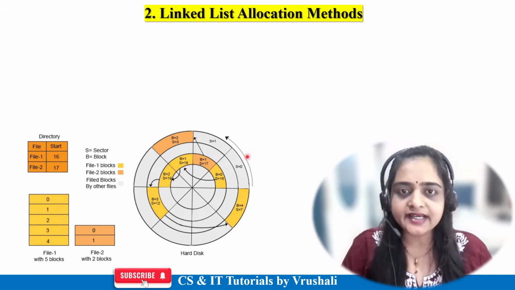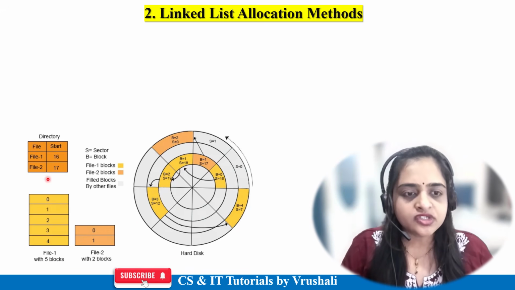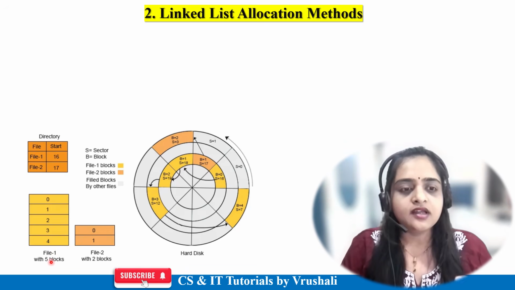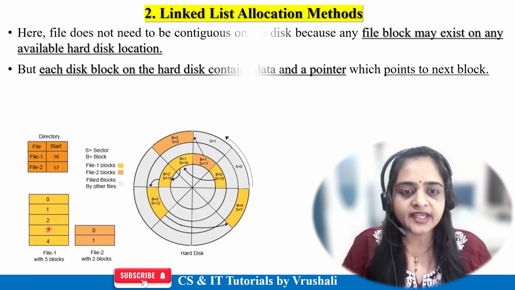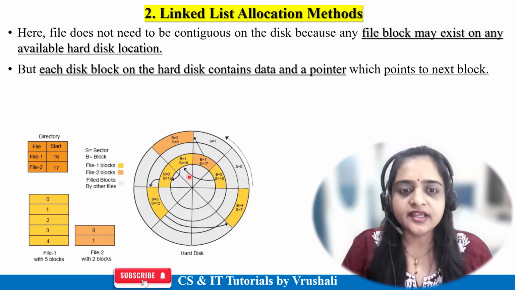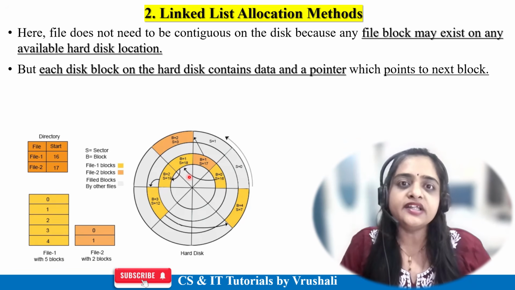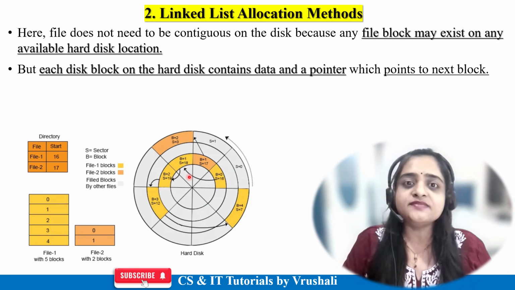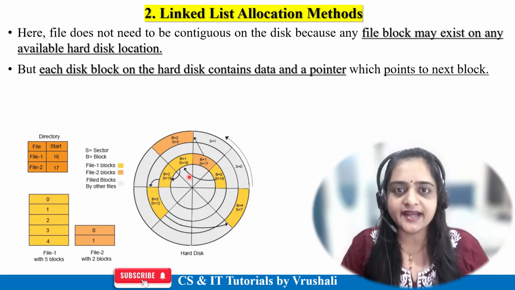Assume that this is a hard disk in your system and the user wants to store file 1, and file 1 requires a total of 5 blocks for storing purposes. Now the operating system stores this file on the hard disk in linked list format. See here, the file is not stored in a continuous or sequential manner. It is scattered everywhere as per the free space available on the hard disk.